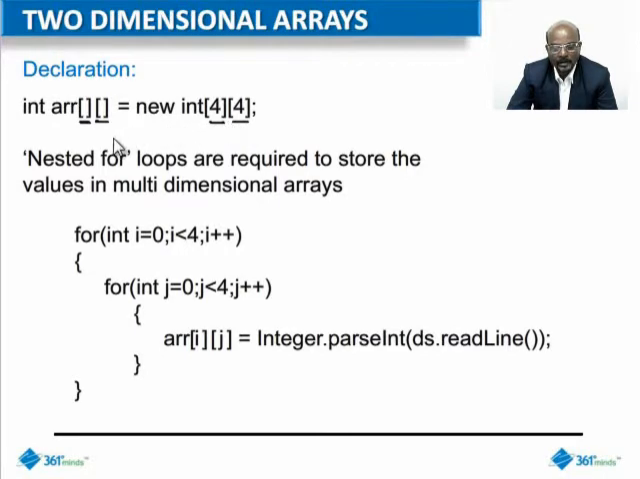This can be read by using a nested for loop for storing the values in a multidimensional array. So the first for loop will constitute the rows, and the second for loop or the nested for loop will constitute the columns. So while reading it, you can also do the same. You can read the rows and columns and then simply print it out.